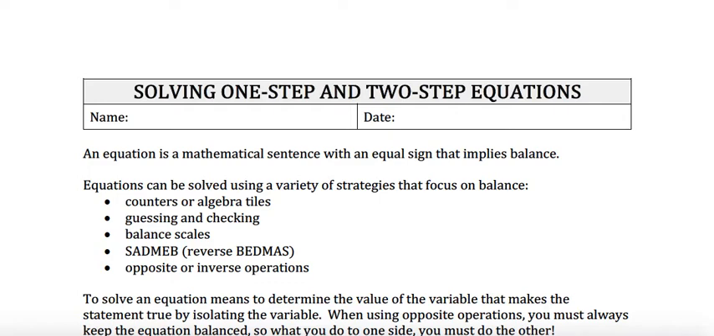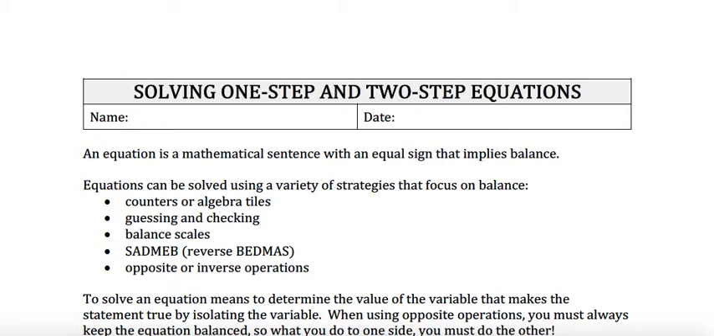Solving one-step and two-step equations. An equation is a mathematical sentence with an equal sign that implies balance. That equal sign is very important. So if an algebraic expression does not have an equal sign, then it can't be an equation. Equations can be solved using a variety of strategies that focus on balance.